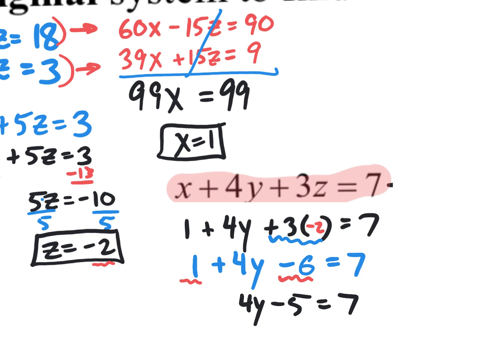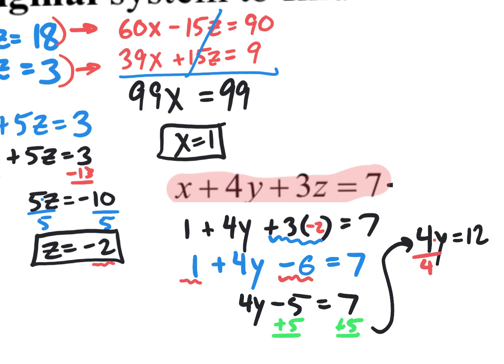And we're almost done. Let's just add 5 here, add 5 over there. Our new equation will be 4y equals 12. And now our final step would be to get rid of the 4, and we get our final answer, y equals 3. So our answers: x equals 1, y equals 3, z equals -2.